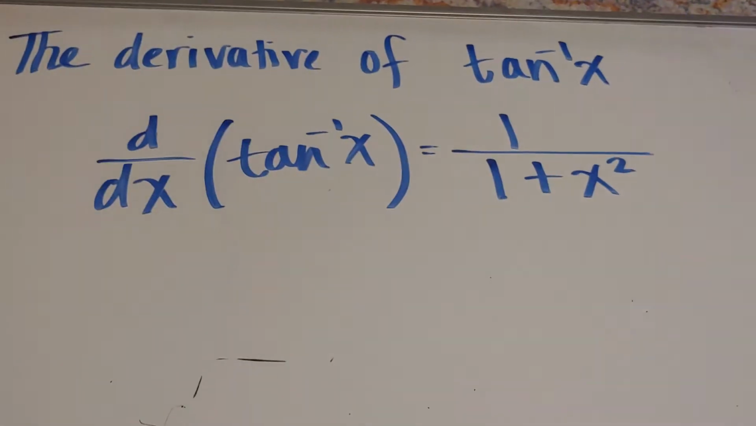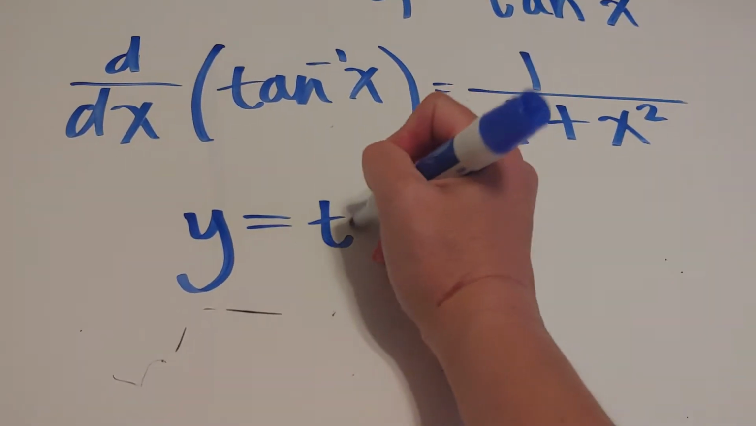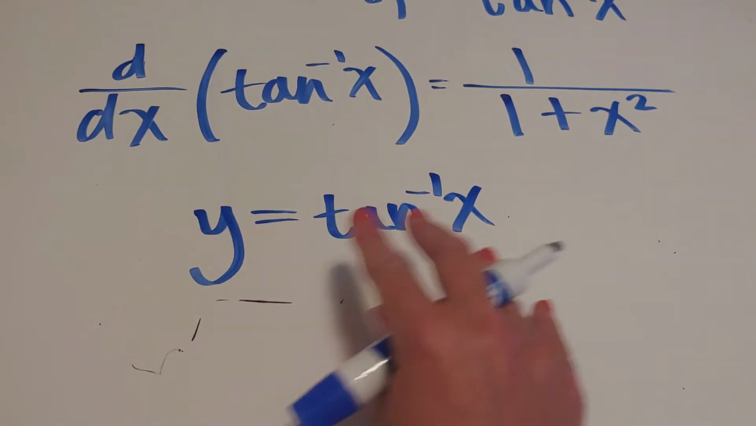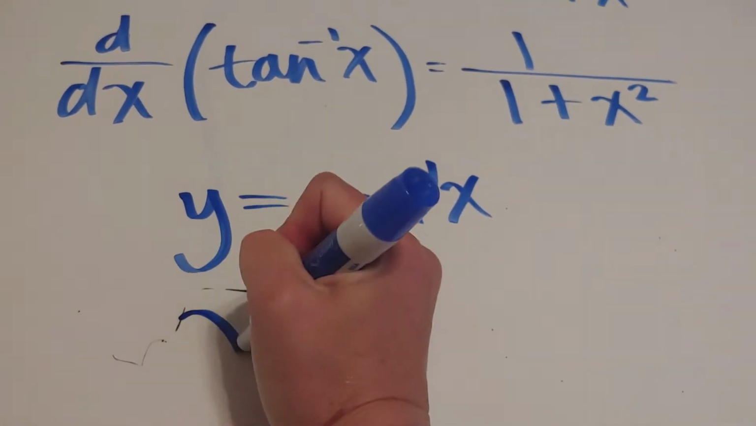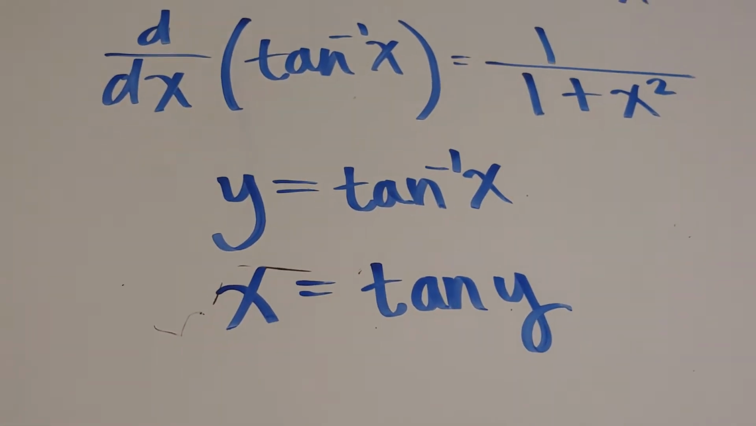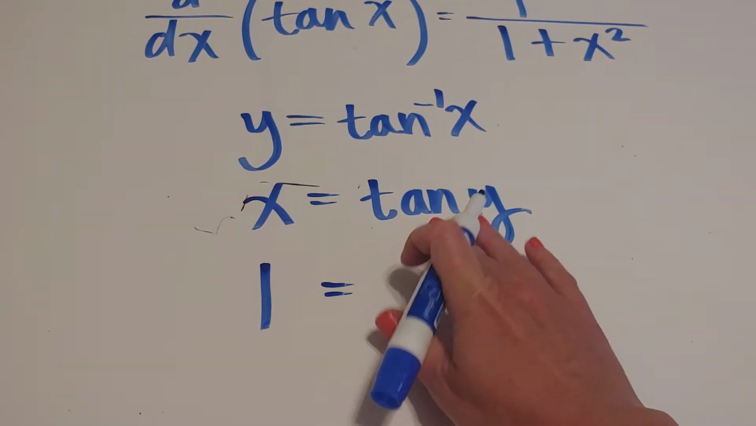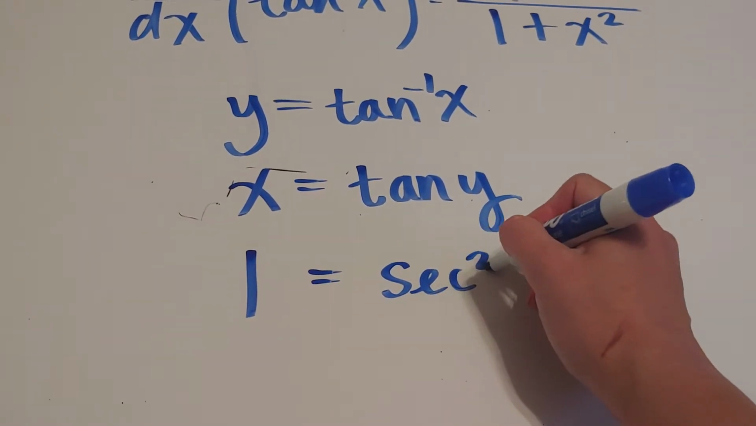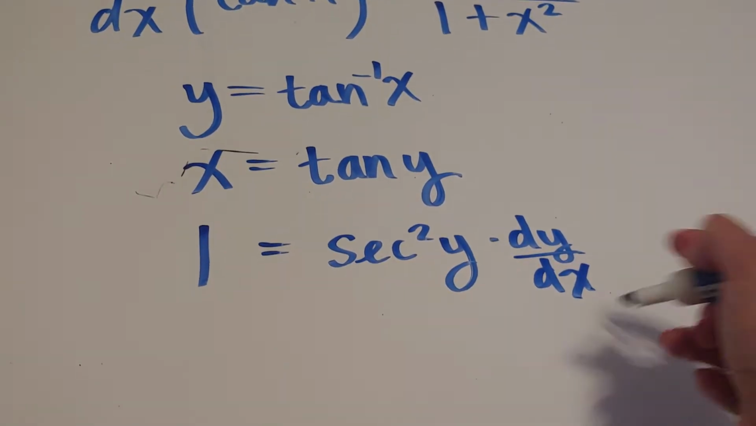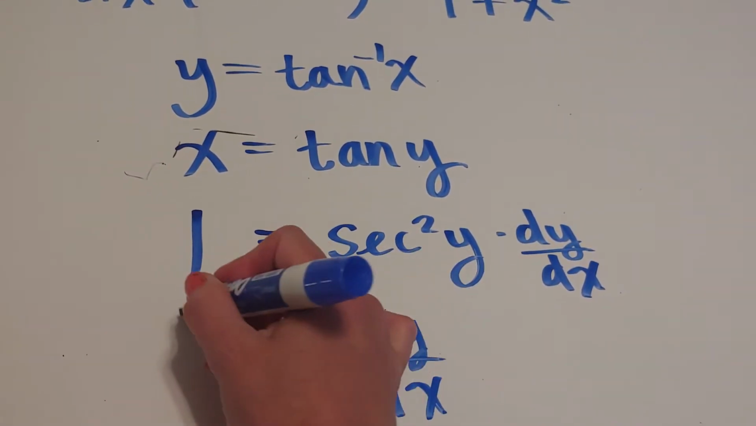Okay. What happened is that when we go to prove this, we start with y equals tan inverse of x. And so I want to take the derivative with respect to x, but I'm going to switch it back to x equals tan y. Now when I take the derivative with respect to x, I get 1 equals, the derivative of tangent is secant squared y, and then a dy dx. And solving this for dy dx, I get 1 over secant squared.